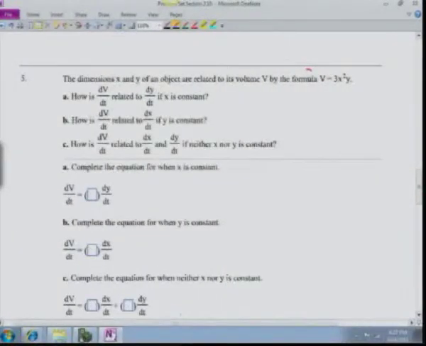All right. Number 5. The dimensions x and y of an object are related to its volume by the formula. So we don't know what object it is or anything. It's just V equals 3x squared y. Now, this is kind of an important concept. It asks you some specific things. How is dV/dt related to dy/dt if x is constant? So if this is a constant, think about that. Let's take the derivative all the way, okay? What do we get?